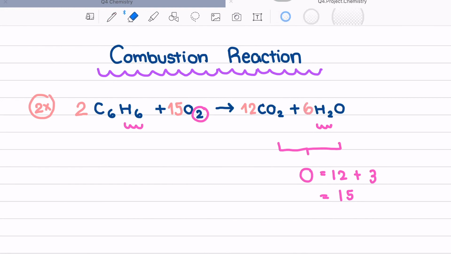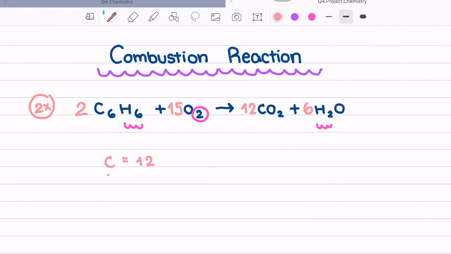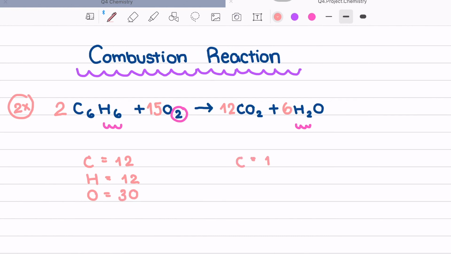Now let's check if it's equal or not. For the reactant side, there are 12 C and also 12 hydrogen. And for O, there are 30. Now let's check the product side. There are 12 C, so it's equal. And for H, there are 12 H. And lastly, O, there are 24 plus 6, so it is 30. They're now equal.